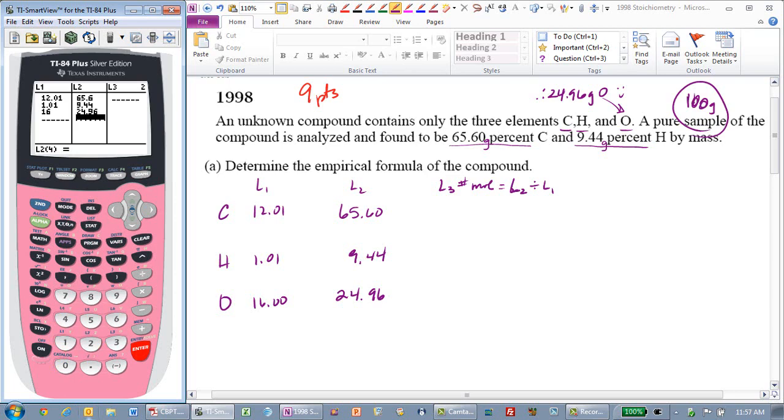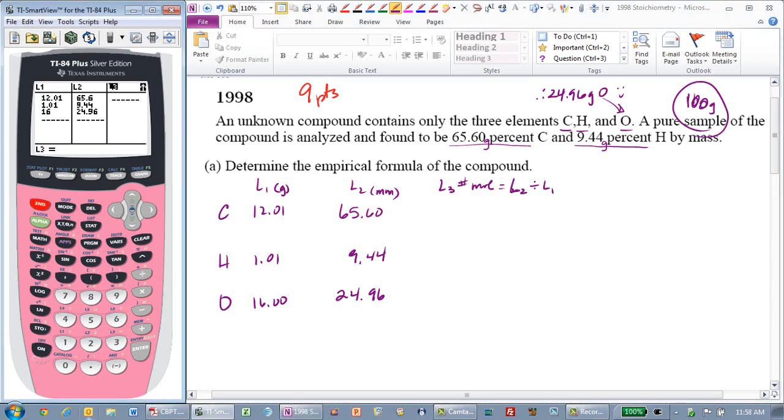All right, double check my typing. 65.6, 9.44, 24.96, 12.01, 1.01, and 16. So I go over here and very swiftly calculate the number of moles. How again? You know how to do it by hand. You're going to take the grams that you've been given, and that's going to be divided by molar mass, and that's going to equal the number of moles. So L1, be at the tippy top of L2. You got to be, or L3 rather. You got to be way up here.